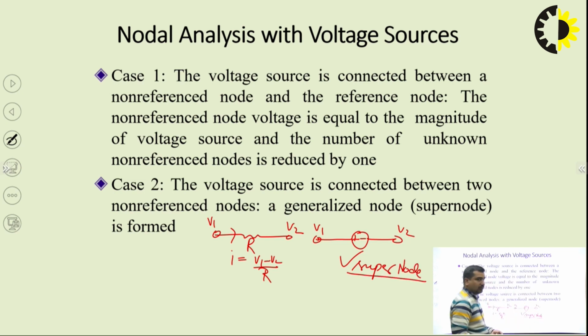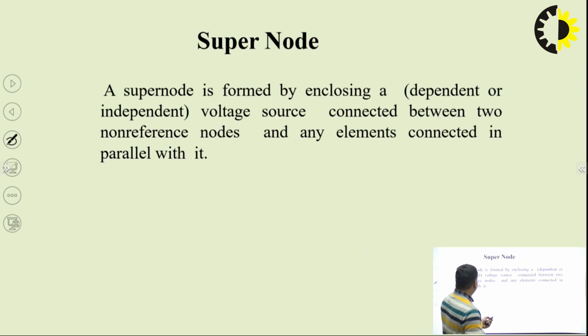This is the case of a super node. In case 1, the voltage source is connected between a non-reference node and the reference node. The non-reference node voltage is equal to the magnitude of the voltage source, and the number of unknown non-reference nodes is reduced by 1. In case 2, the voltage source is connected between two non-reference nodes, and a generalized node, the super node, is formed. We have a second point.